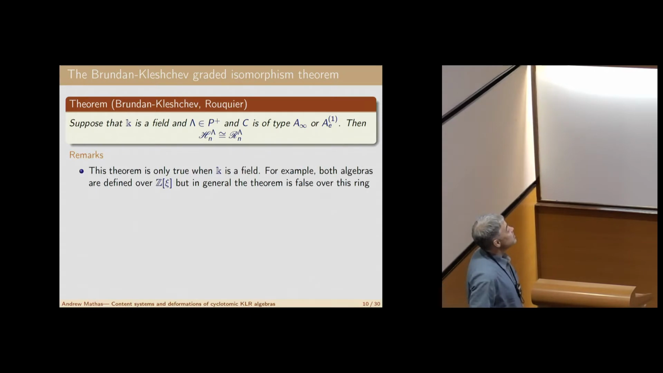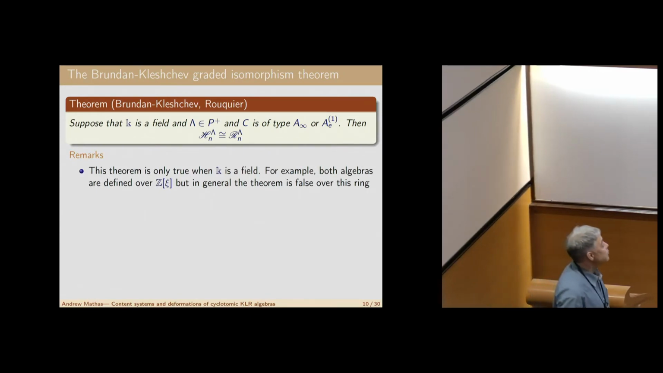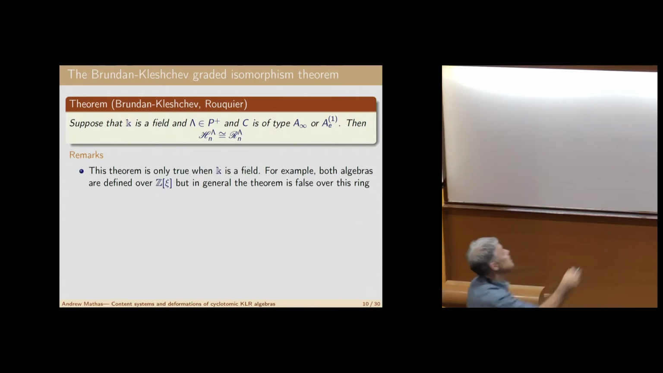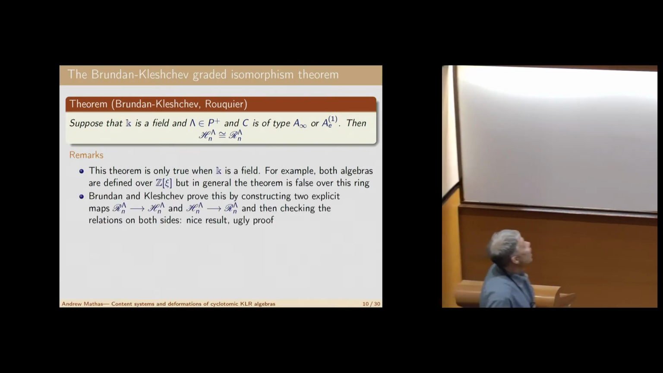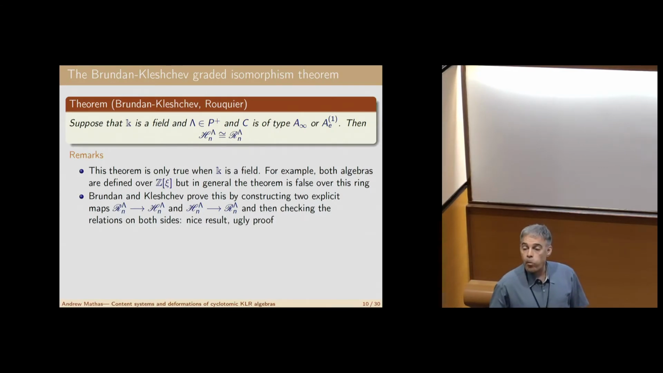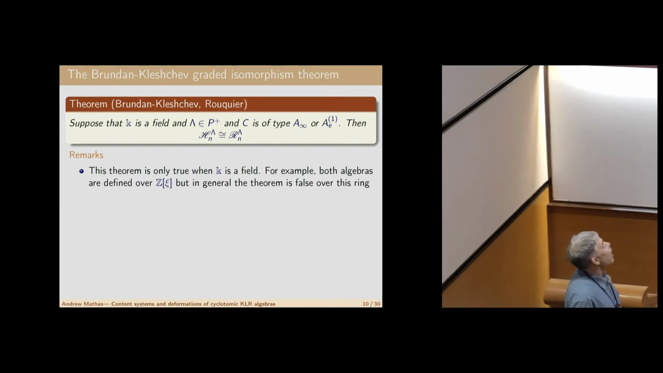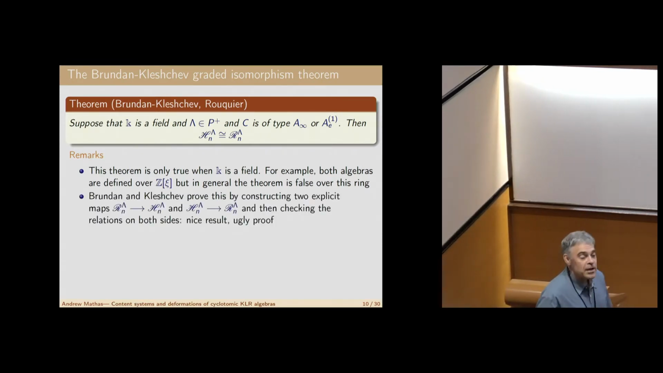A few remarks about this. This theorem only holds over a field. They're both defined over, say, Z[zeta], but the theorem's not going to hold over this ring. I can send you the slides. That's fine. So the way Brundan and Kleshchev prove this is they construct isomorphisms in both directions, which I hope that I won't be saying this, but it's an ugly proof, but it's a beautiful result.